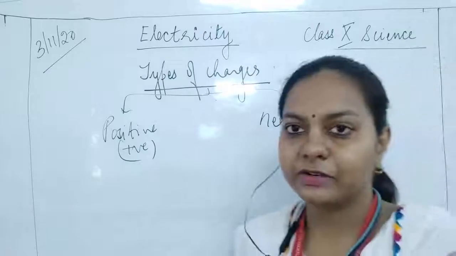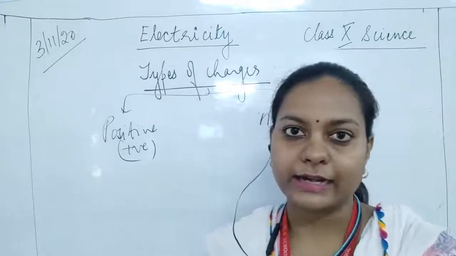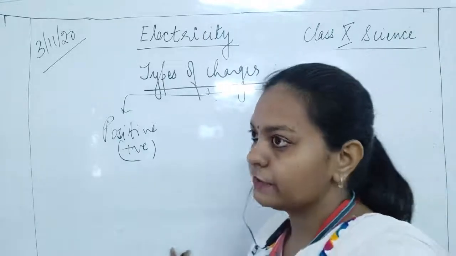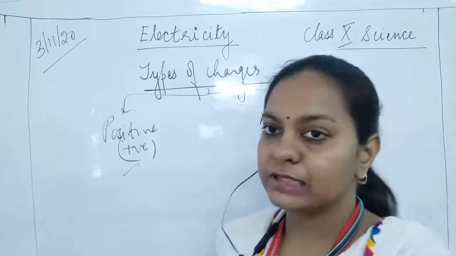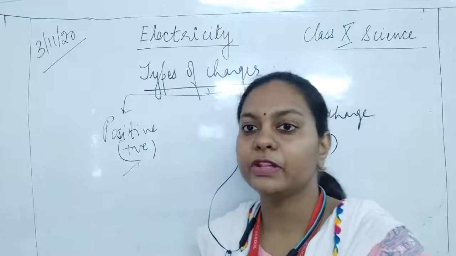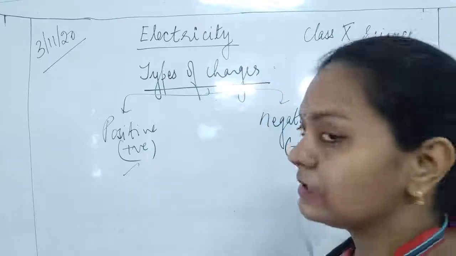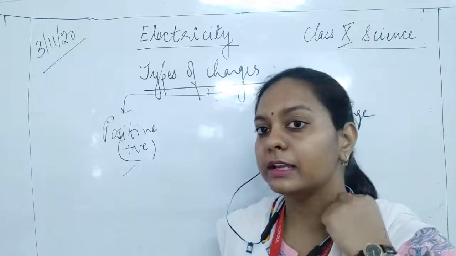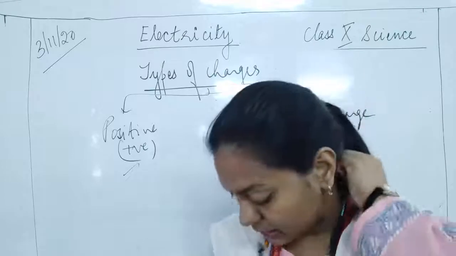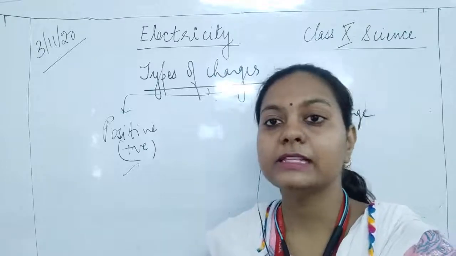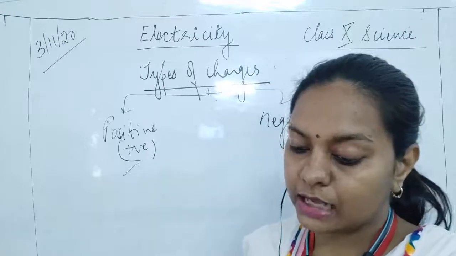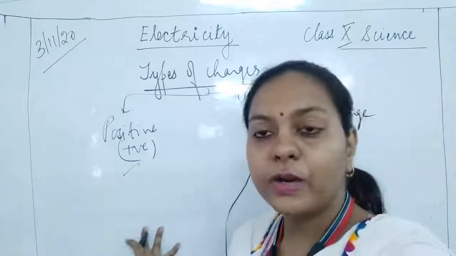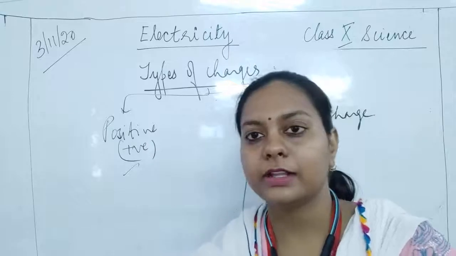Fine. How are they generated? You have all already studied these things in your lower classes. If you rub a glass rod with a silk cloth, it is going to give us positive charge, and if an ebonite rod is rubbed with a woolen cloth, it is going to give us negative charge. Okay. Then after that, we will be discussing how these electrical charges are going to behave. So what is the behavior of these electrical charges?